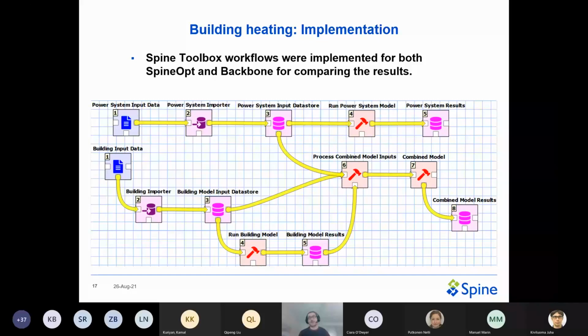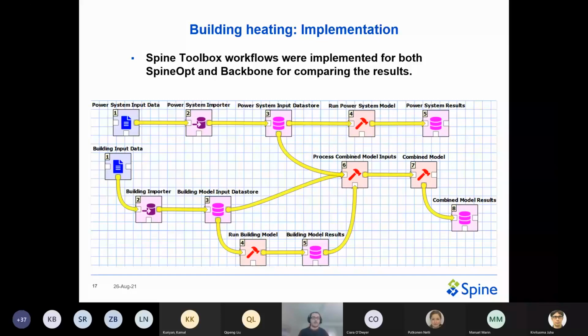So the first thing that happens is we had this power system input data, which is the input data for only the power and district heating system models that we have, which then goes through an importer and into the data store, as Manuel previously explained. And then we had both SpineOpt and Backbone run the optimization for only the power system. So this doesn't include the building model yet at all, and produces results for the standalone power system. And these results were then compared between SpineOpt and Backbone.